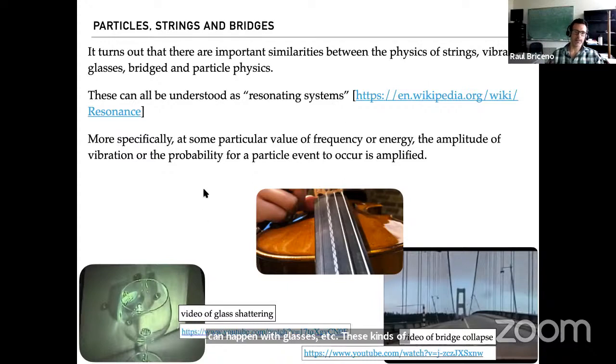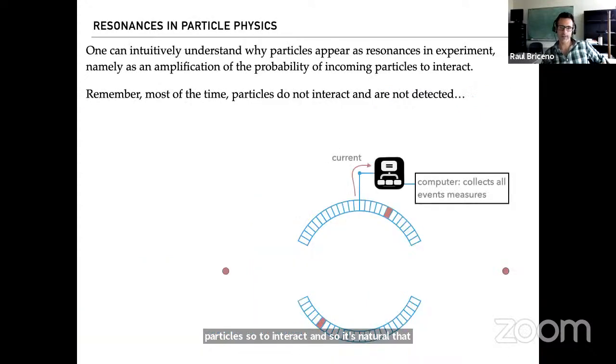In these kinds of phenomena in general, at some particular frequency or energy, what you're seeing is that the amplitude of the vibration is being increased. Okay, in particle physics the same thing happens, but what gets increased is the amplitude associated with the probability that particles interact. So it's very much the same. It's analogous. It's just that what you're increasing is the probability that some event will happen, right? At the end of the day, in quantum mechanics, the underlying prediction is the probability for particles to interact, and so it's natural that that's the thing that gets amplified in resonant phenomena.